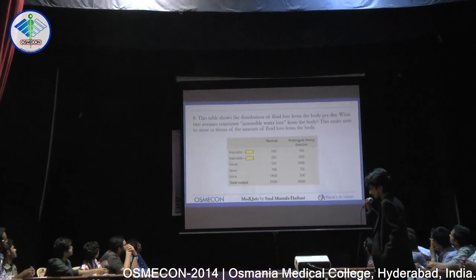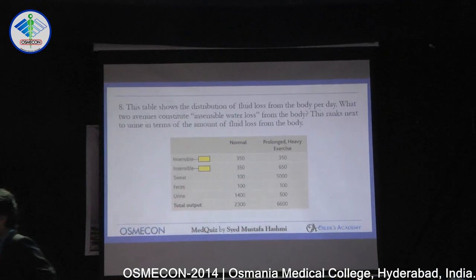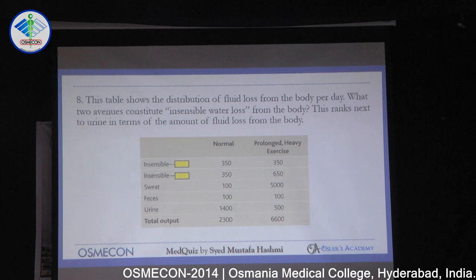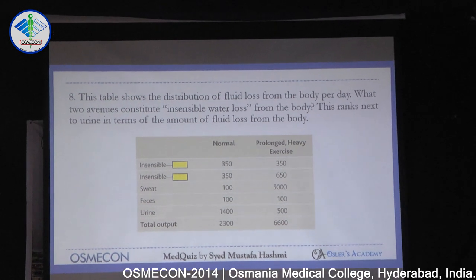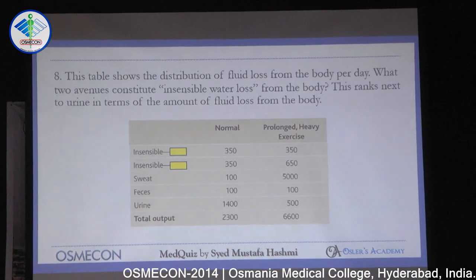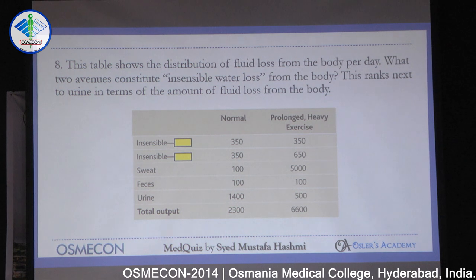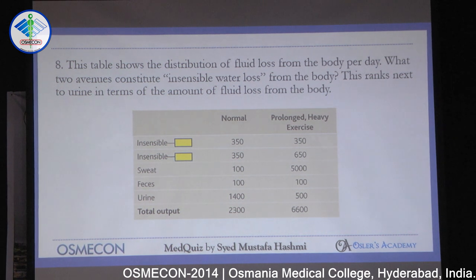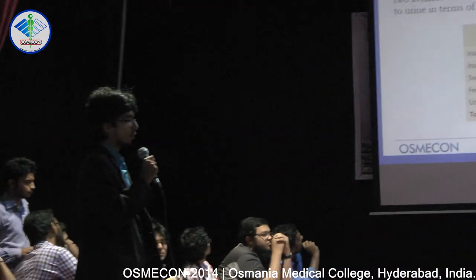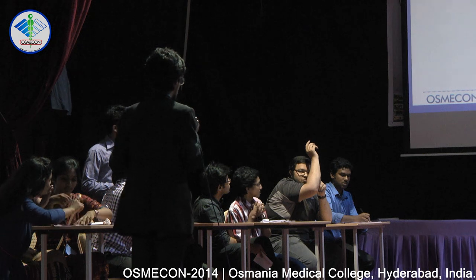An interesting simple question. So all of us lose water from the body daily. This table shows you the distribution of water loss from the body. The top two of these, after urine, are called insensible water loss. So what two components are a part of insensible water loss? I want both the answers on a pounce, not one part. Both parts on the pounce.